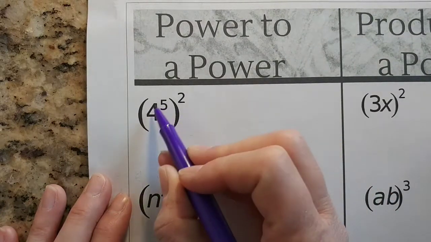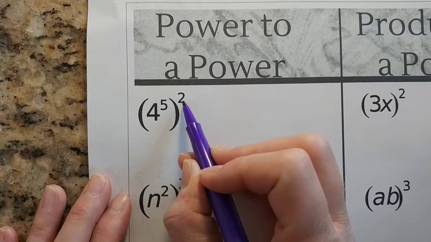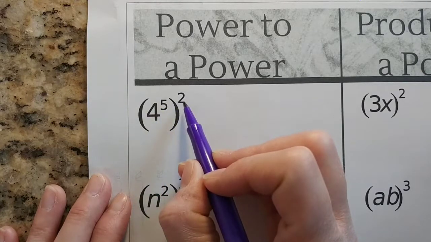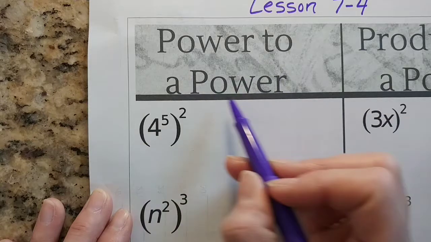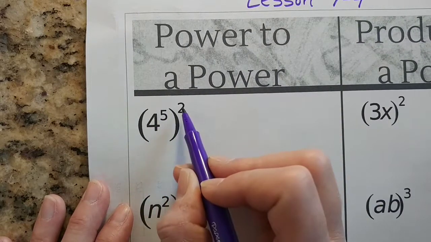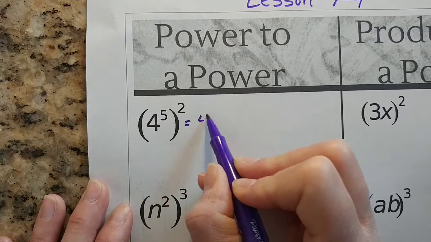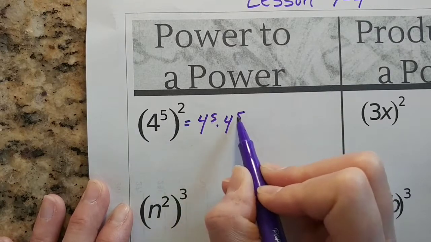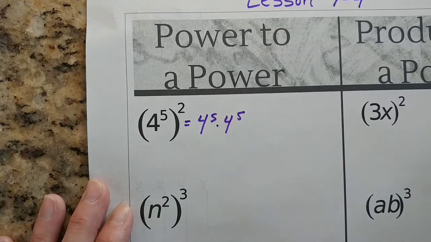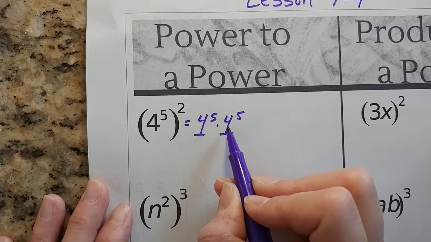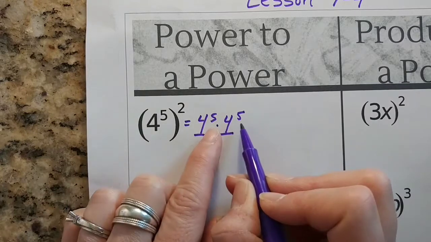We see here that we have 4 to the 5th power, and we're going to raise that to the 2nd power. So we have a power raised to another power. That's where it gets its name from, power to a power. So I'm going to rewrite this, 4 to the 5th power to the 2nd power, which means I want to take 4 to the 5th power and multiply it by 4 to the 5th power, twice, because the exponent says 2. Now we know that if we take two powers and we multiply them together, if they have the same base, we can just add the exponents.